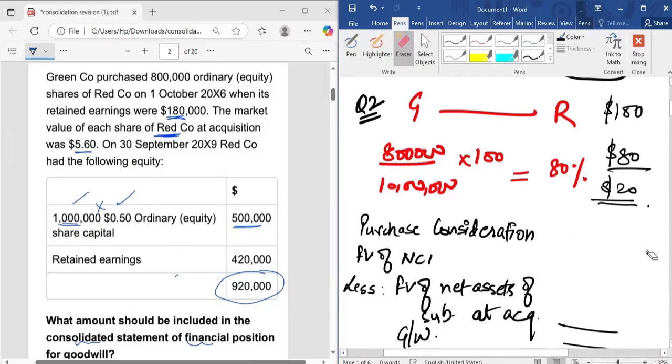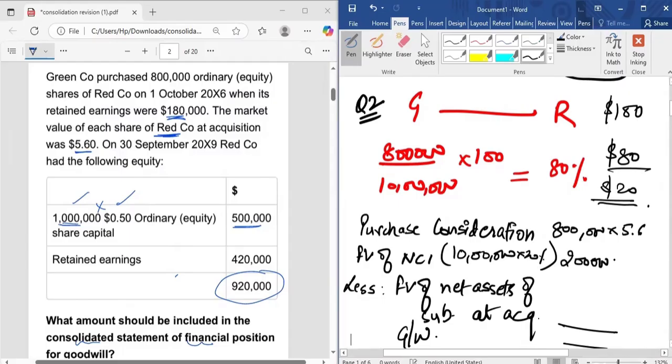Now let's put figures in our formula. Purchase consideration: 8 lakh shares were purchased and the market value of each share is 5.6, so multiply 8 lakh with 5.6. Then fair value of NCI: there were a total of 10 lakh shares, out of which 8 lakh were issued. It means 20% is left. Find 20% of 10 lakhs, which will come out to be 2 lakhs, and multiply it by the share price of the subsidiary company, which is 5.6.